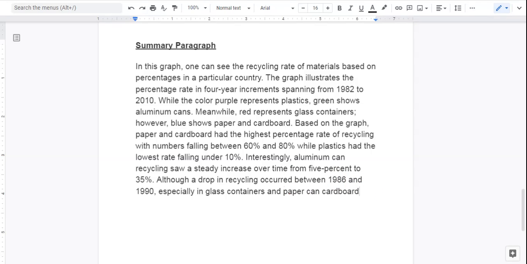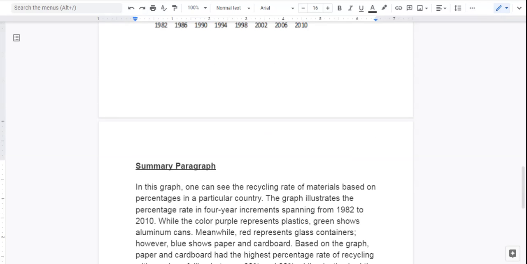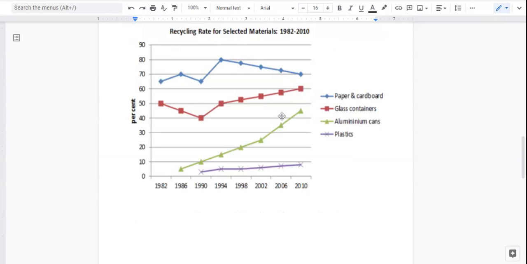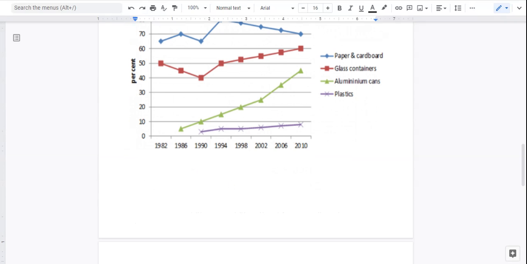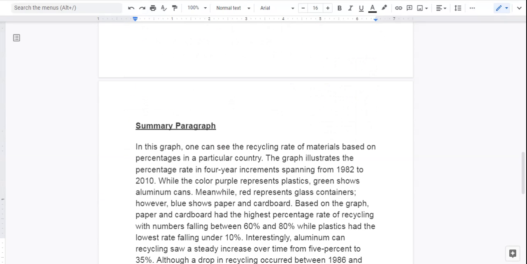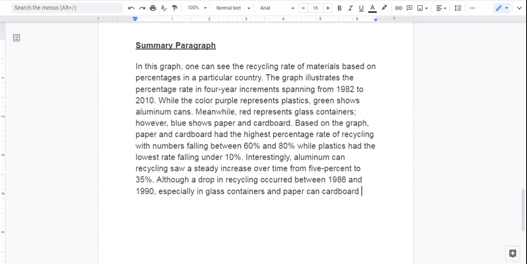Okay, I've got about 30 seconds remaining. I definitely can see that everything has pretty much increased except for paper and cardboard, up to 2010. So, although a drop in recycling occurred between 1986 and 1990, especially in glass containers and paper and cardboard.